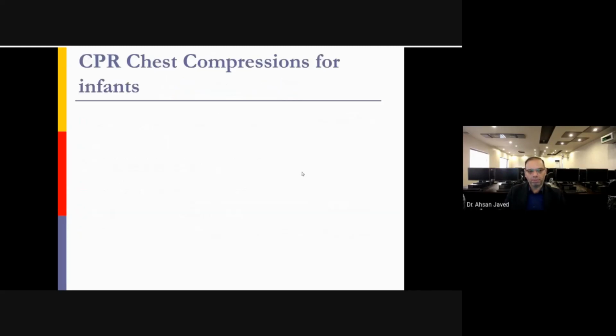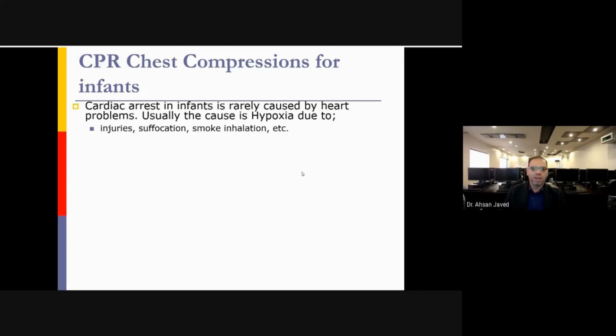In case of infants under 1 year of age, cardiac arrest is rarely caused by heart problems, and usually the cause is hypoxia. If you remember, we understood that in infants, the cause is most often respiratory compromise, and the most common type is choking. Infants tend to catch everything that is handy and put it into their mouth. So the most common is choking. Other possible causes of respiratory compromise can be injuries and suffocation, again mostly in the home-based environment.